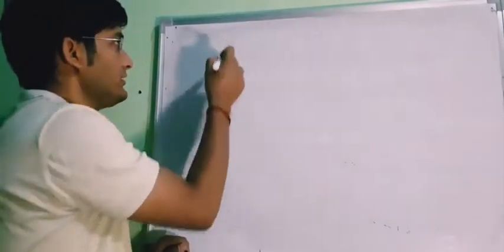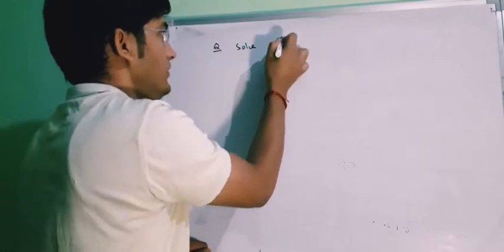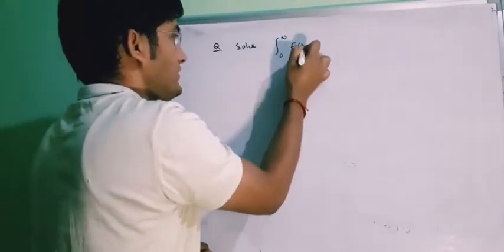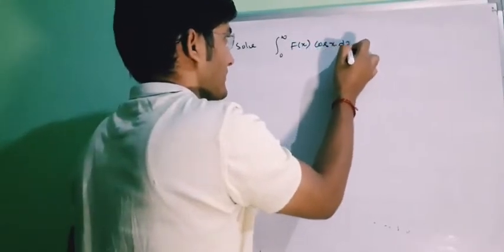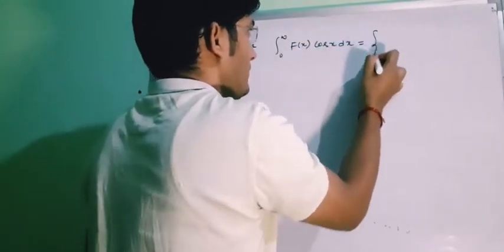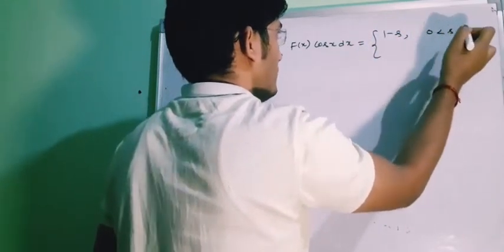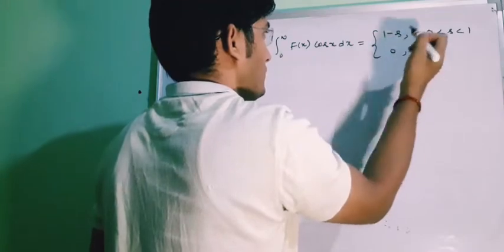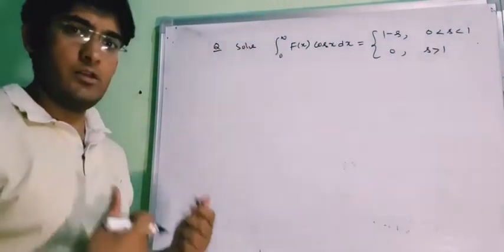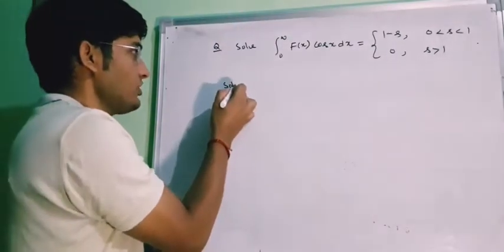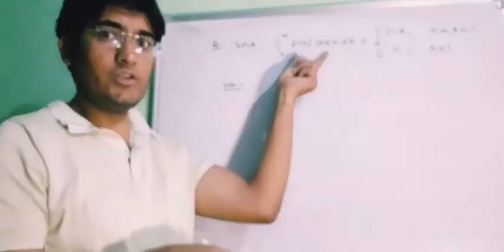So let us solve the integral from 0 to infinity of f(x) cos sx dx. Suppose that its value is 1 minus s when s is between 0 and 1, and 0 when s is greater than 1. So let us solve this integral. Solution. Here you can see that this is the definition of the Fourier cosine transformation.